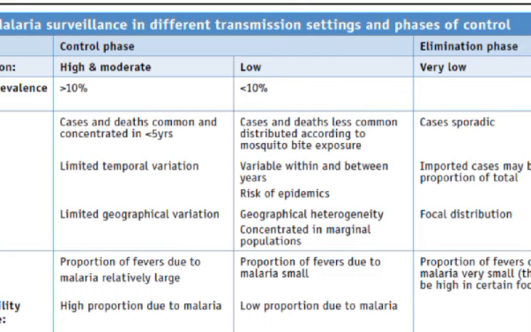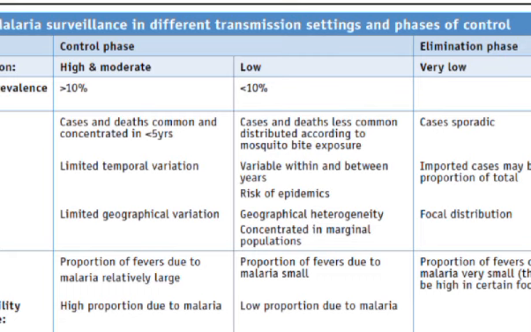Incidence: cases and disease are common and concentrated in children less than 5 years. Low: cases and disease are commonly distributed according to mosquito bite exposure. Very low: cases are sporadic. Incidence shows limited temporal variation and limited geographical variation. Low transmission is variable within and between years, with risk of epidemics. Geographical heterogeneity is concentrated in marginal populations.